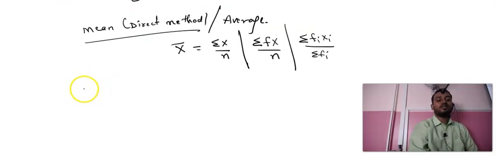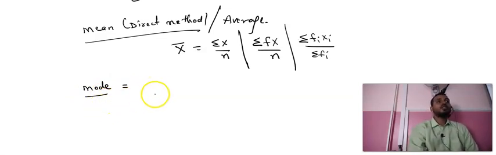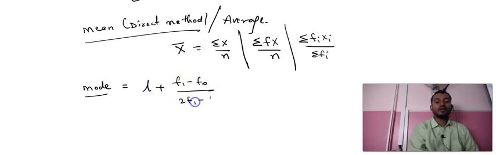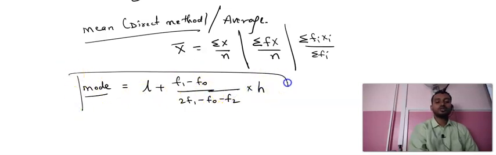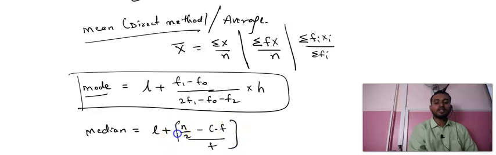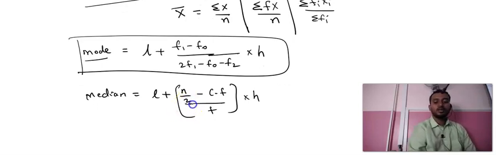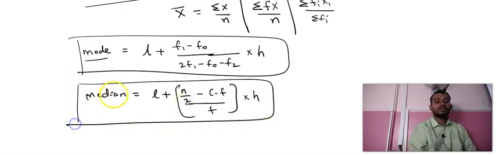And after that we have the formula to find mode. Mode is equal to L plus f1 minus f0 by 2 f1 minus f0 minus f2, into h. And then we have the formula to find median, that is L plus n by 2 minus cumulative frequency by frequency, into h. This is the formula which we use to find the median.